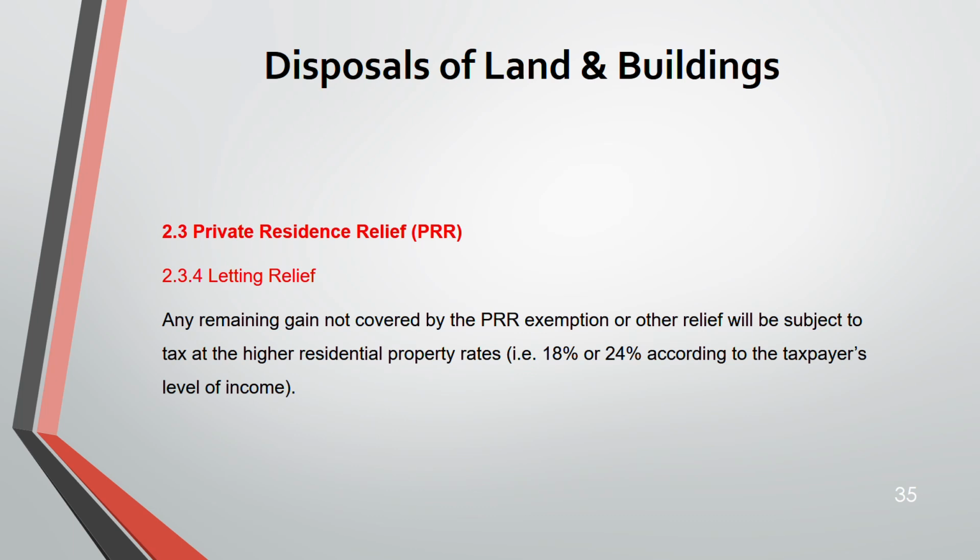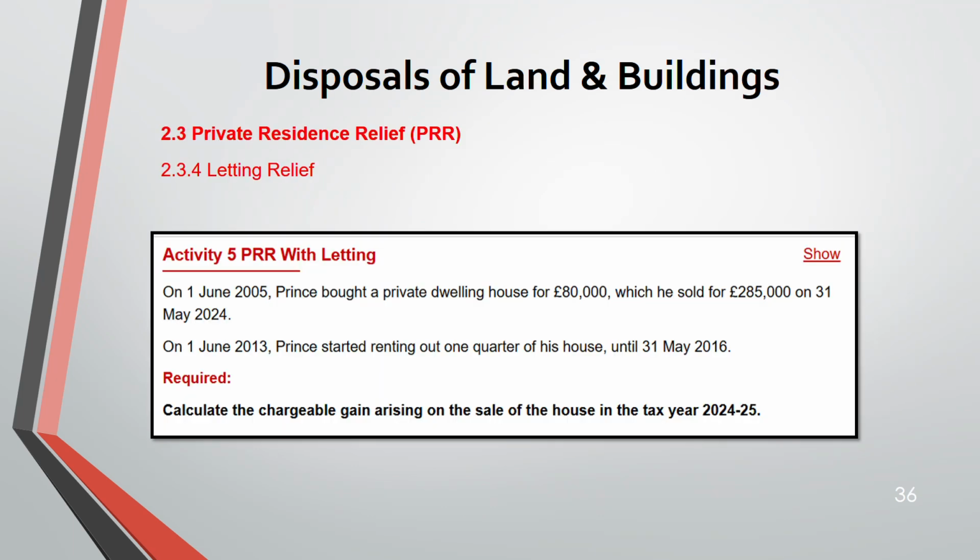So any remaining gain not covered by PRR exemption or other relief will be subject to the tax at the higher residential rate, 18 or 24% according to the taxpayer's level of income. Now, activity 5. So now we will be calculating PRR with letting relief.